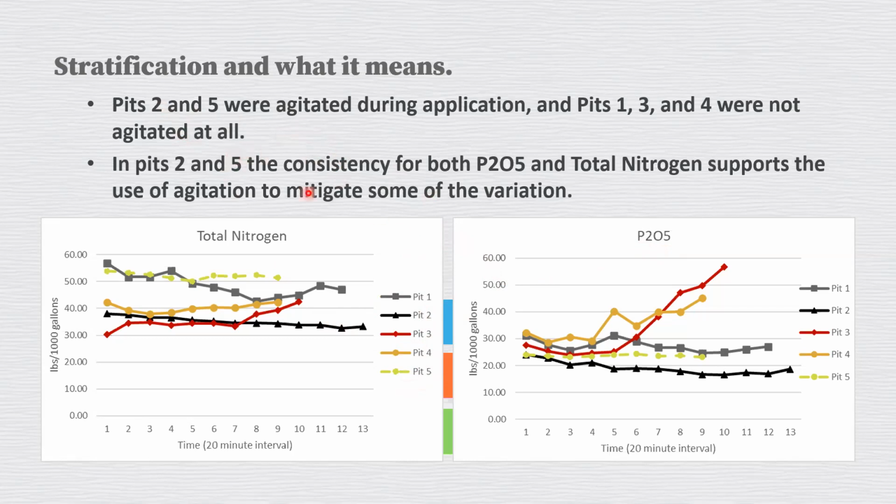Pits 2 and 5, the consistency of both the P2O5 and total nitrogen definitely supports the use of agitation. So if we look at pits 2 and 5 here, as we come across the nitrogen, it's fairly uniform. It does trend down on both of those pits. And when we look at the P2O5, it's fairly uniform here on the yellow line, which is pit 5, and the black line, which is pit 2. Sorry about that. The one that's kind of an outlier is the gray one.